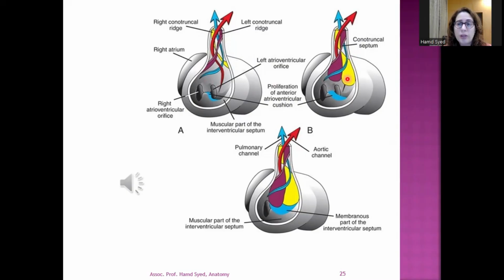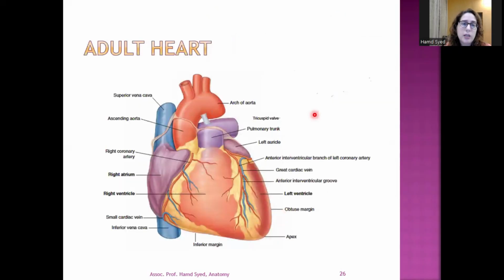Another important thing to keep in mind is that this conotruncal septum is going to spiral. It has a spiral course, you can see, and because of this spiral course, the outflow tract of the right ventricle is going to be anterior to the outflow tract of the left ventricle. So eventually in the adult heart, the pulmonary trunk emerges from the right ventricle and is placed anterolateral to the aorta, which is posteromedial to the pulmonary trunk.